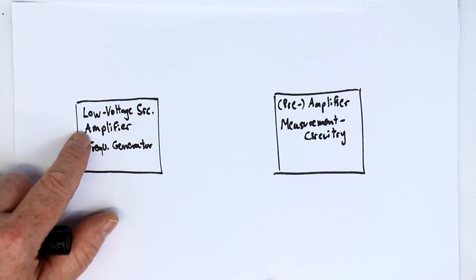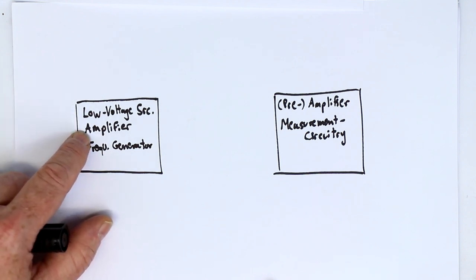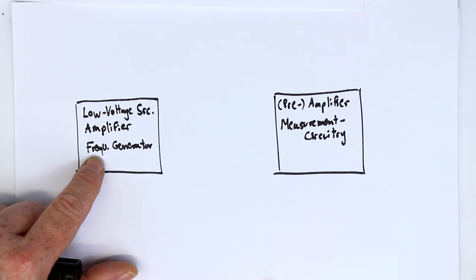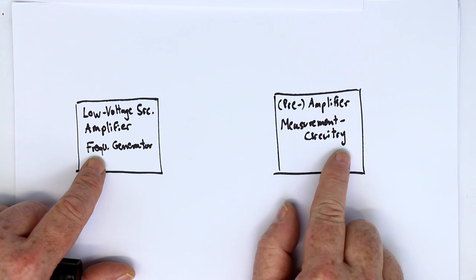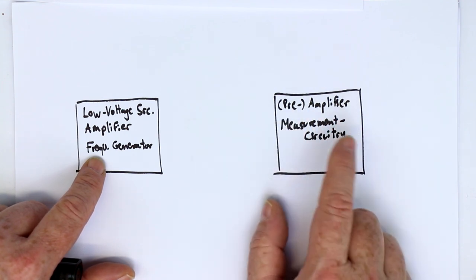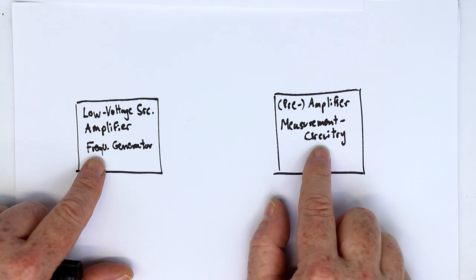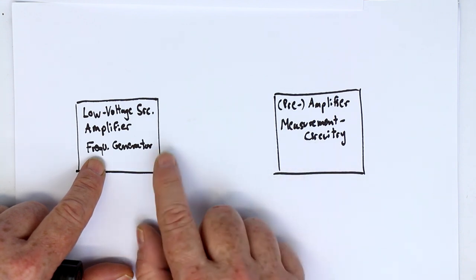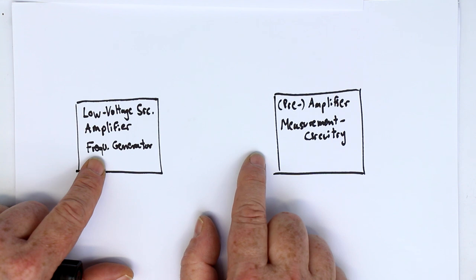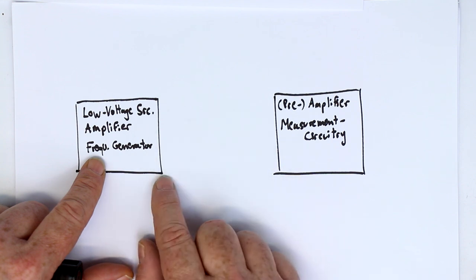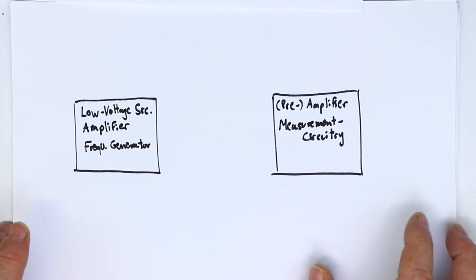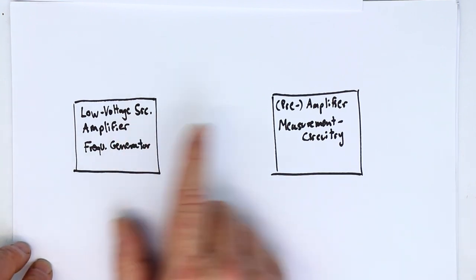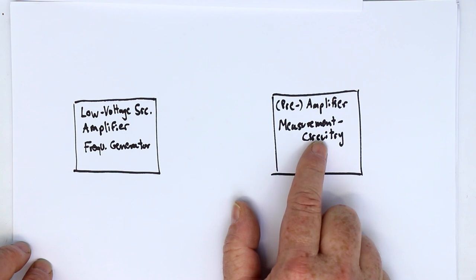It could be the output of an amplifier where we want to measure the distortion. It could be a frequency generator, etc. And then you have an amplifying circuitry. That's what we are dealing with, a pre-amplifier, your measurement circuitry, etc. And you somehow have to connect them, and you want to do this without getting any stray fields, any noise pickup from your source to your receiver.